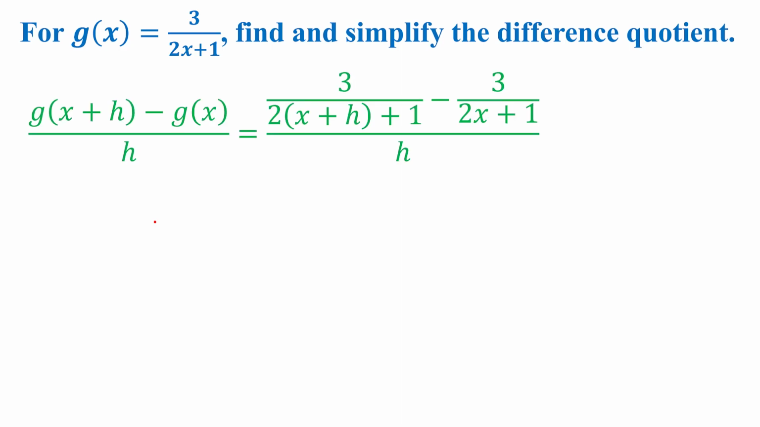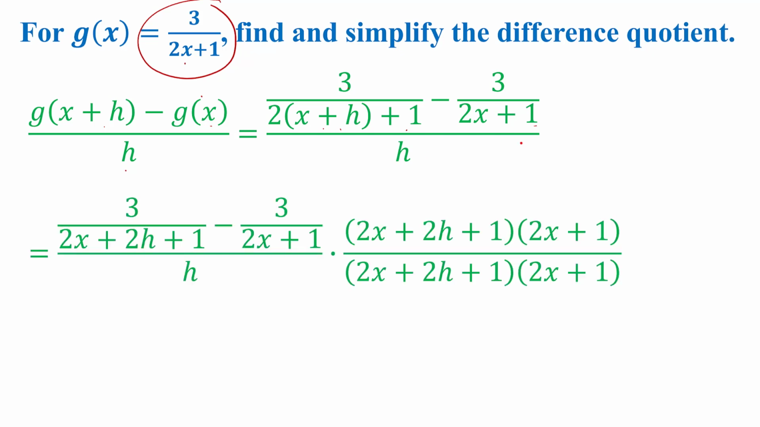So I start by writing the difference quotient, which is g of x plus h minus g of x over h here. I replace g of x plus h, looking at g of x. Wherever I have an x, I'll replace that x with x plus h in parentheses. So we have 3 over 2 times x plus h plus 1 minus g of x, which is 3 over 2x plus 1, all over h.